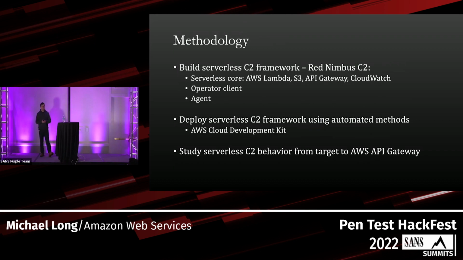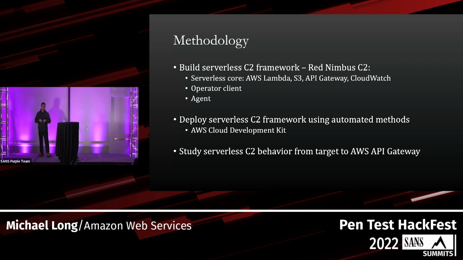Okay, so methodology was pretty straightforward. Step one was basically build a serverless C2 framework. And I'm going to share with you what that looks like and how it works in a moment. But essentially, it consists of three components. There's a serverless core that's backed entirely by AWS services. There's an operator client, basically the program that a red team operator would use, and then an agent component, which is what would run on an endpoint target.